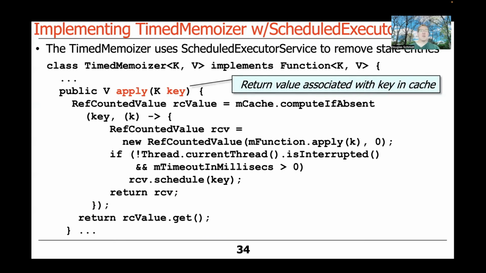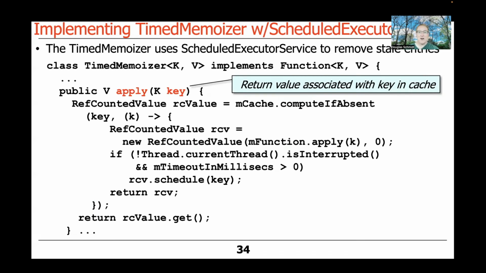All right, so that's basically how we create ref count values. That's how we initialize the TimeMemoizer. Now that you know all of that stuff, we can finally come in and look at the apply method. And the apply method is, of course, the one that's going to be used to return a value that's associated with the key in the cache, potentially creating that value if it hasn't been initialized earlier. So let's take a look and see how this works.